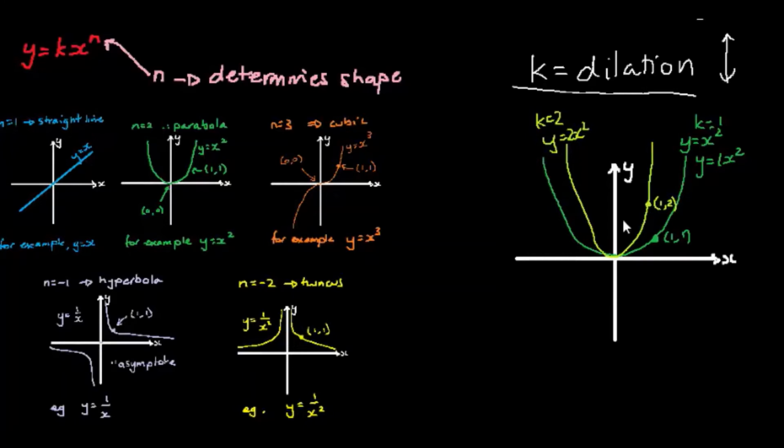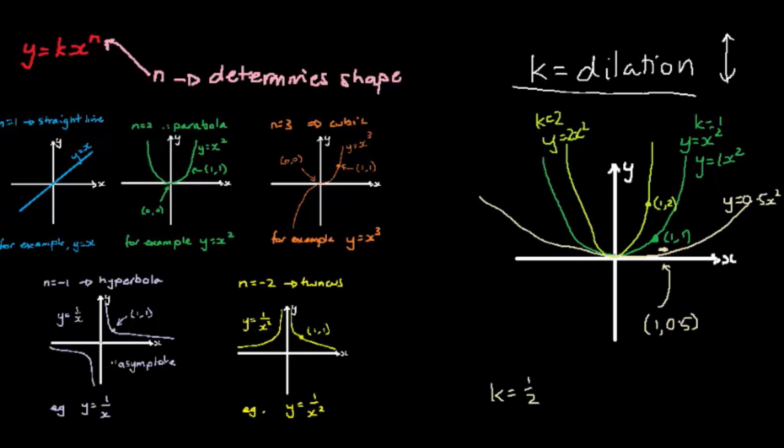Imagine, on the other hand, we had a k value of 1/2. What that's going to do is it's going to do the opposite of stretching, and you'd end up with a parabola that looks something like this. And my point here, that was where the 1, 1 was, that's going to be at 1 and 1/2. So this would be y equals 0.5x squared. So k stretches up and down.